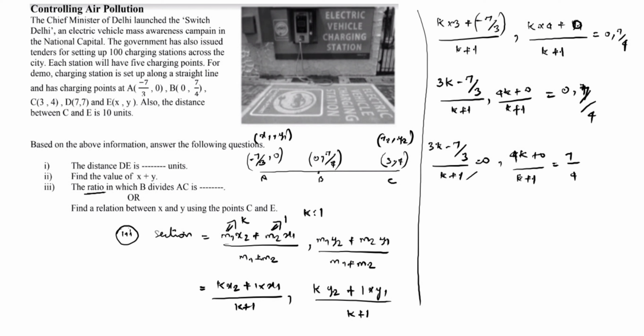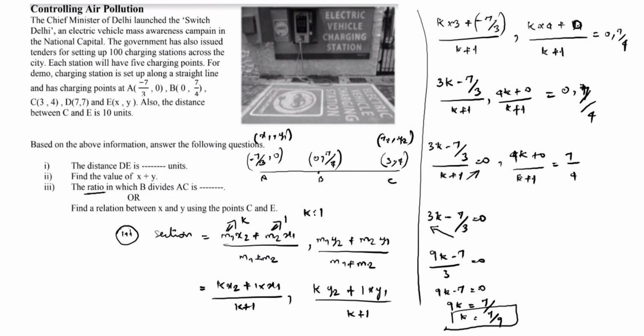K plus 1 goes to the other side, and it is 0 only. So 3k minus 7 by 3 is equal to 0. So 3 goes to the other side. So 9k minus 7 is equal to 0. 9k is equal to 7. So k is equal to 7 by 9.